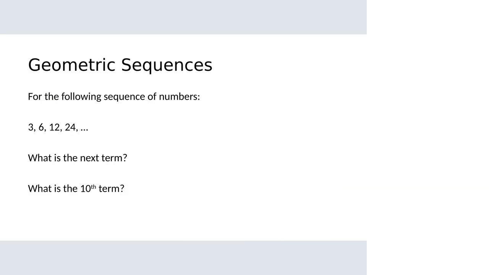Geometric sequence. How to tell if it's a geometric sequence? Well, with an arithmetic sequence, we're either going to add or subtract the same number every time. For a geometric sequence, we're either going to multiply or divide by the same number each time.